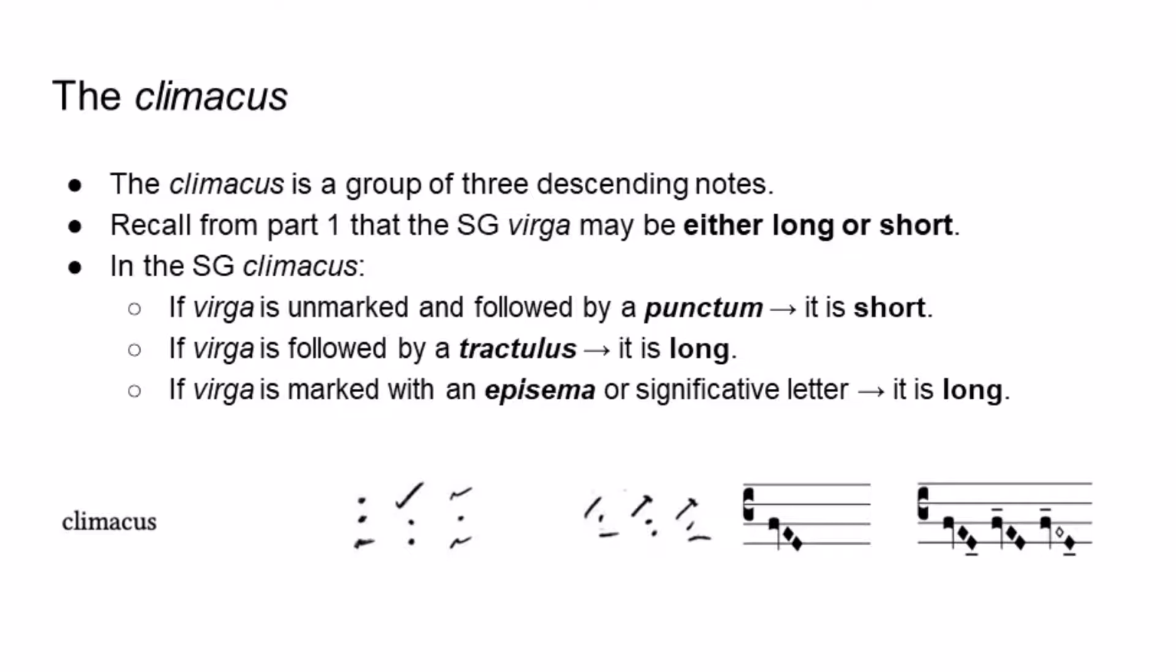Remember that in the Messine neumes, the virga is long unless marked with C, which is rare. Like the long clivis, the convention followed by the Messine scribe is to use a tractulus or unsinus for the top note when the second note is also long.